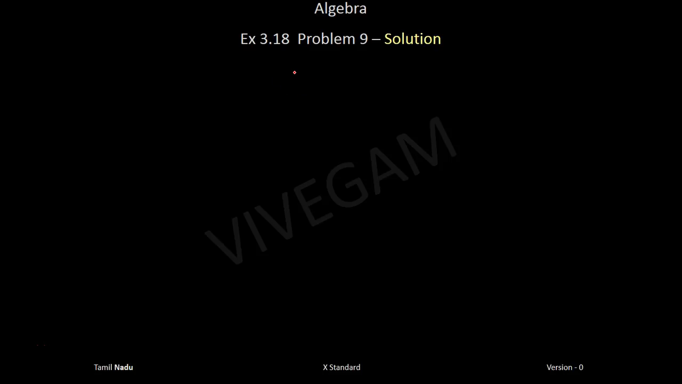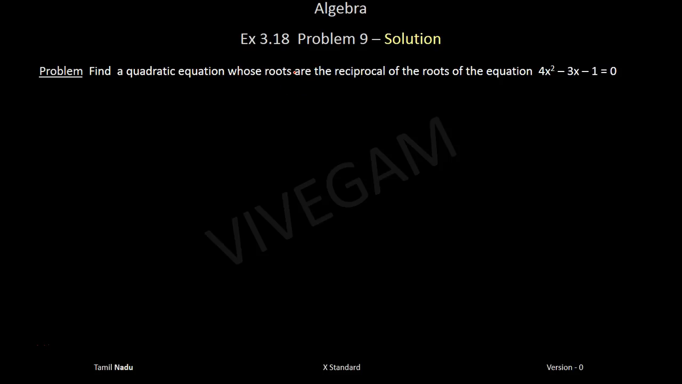Exercise 3.18 Problem 9 Solution. Find a quadratic equation whose roots are the reciprocal of the roots of the equation 4x² − 3x − 1 = 0. So this is our given equation, and we are asked to find a quadratic equation whose roots are the reciprocal of the roots of this equation.